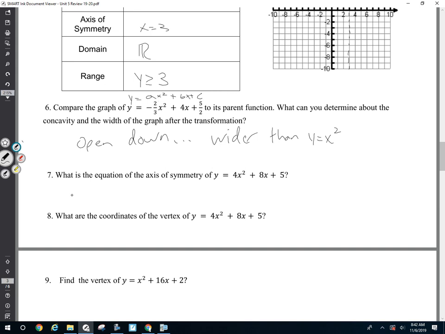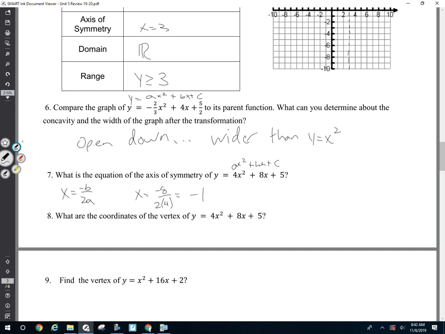Axis of symmetry, x equals the opposite of b over 2a. We discover it using the quadratic formula. We'll get to our quadratic formula in the next unit. Here, this is ax squared plus bx plus c. So x equals the opposite of b over 2 times a.